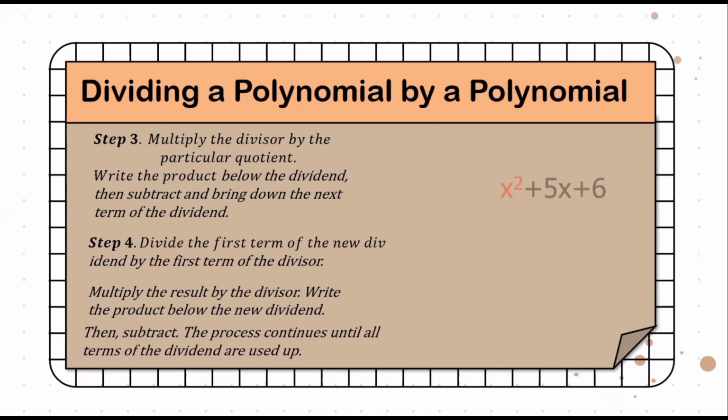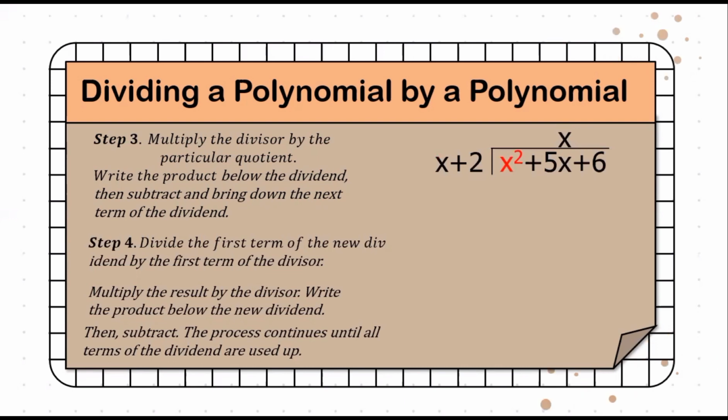So we have now, may I solve using the different steps presented. X squared plus 5x plus 6 divided by x plus 2. That's the second step a while ago: we have to divide the first term of the dividend by the first term of the divisor. So x squared divided by x will give us x.